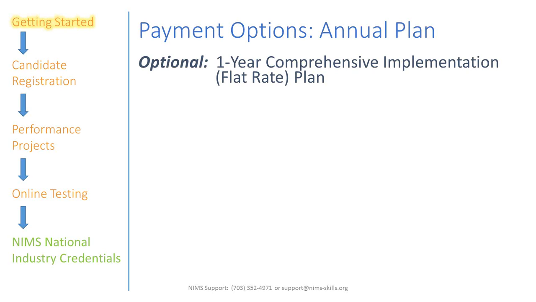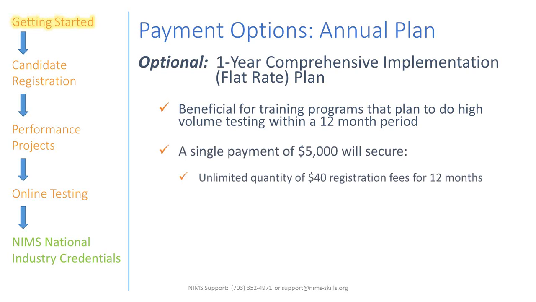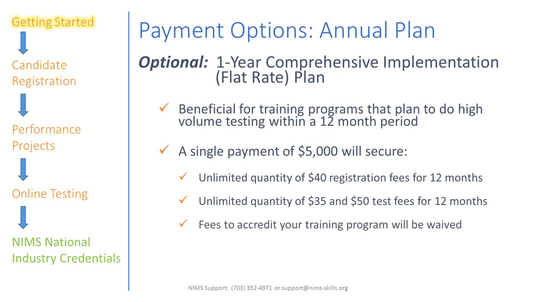A third option is available for training programs that anticipate a high volume of trainees and students who plan to register and test with NIMS. In this scenario, a $5,000 payment would provide unlimited registration fees and test fees for 1 year. As a bonus, the payment will also cover the cost of having your program accredited by NIMS. Again, this is 100% optional and only encouraged for use at training programs that anticipate testing in high volumes.